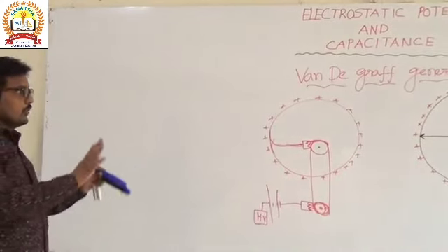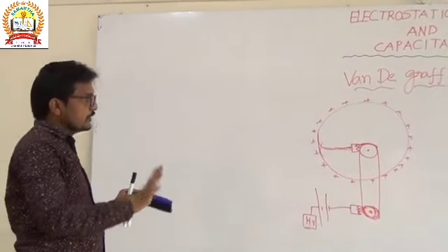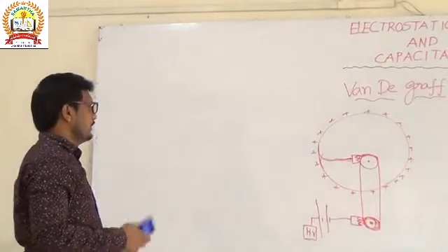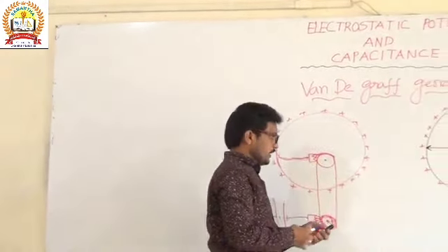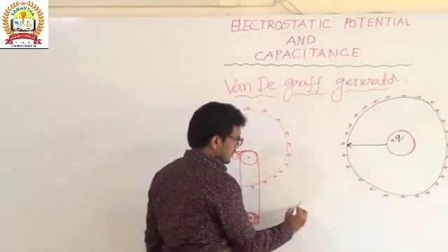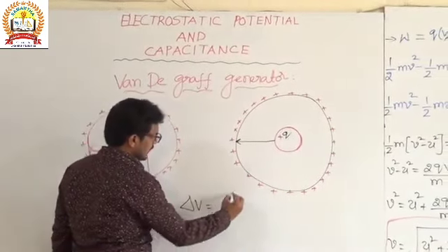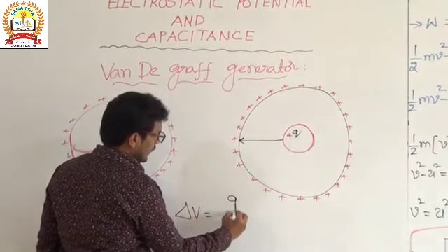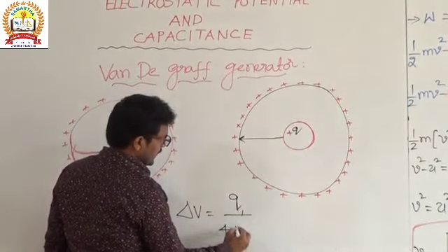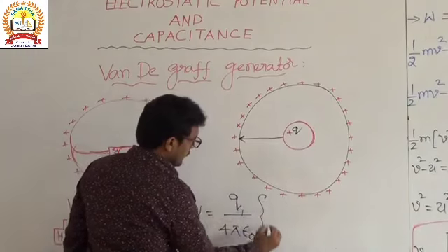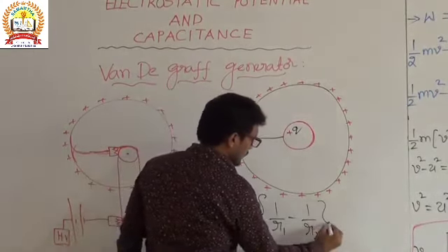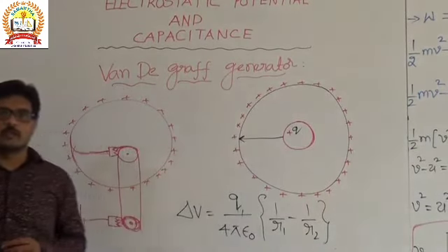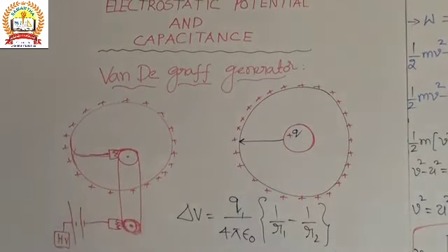So we know the concept and how the Van de Graaff generator works, and we have the mathematical formula. The potential difference delta V is equal to Q1 upon 4 pi epsilon naught of (1 by R1 minus 1 by R2). This is the mathematical formula for the potential difference in the case of the Van de Graaff generator.